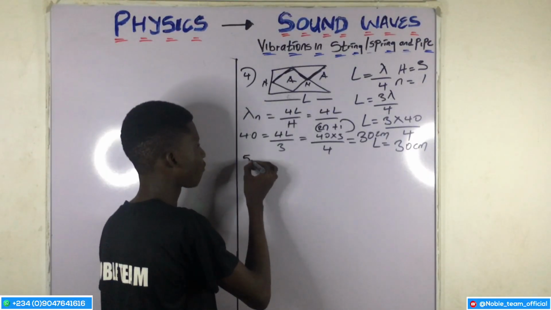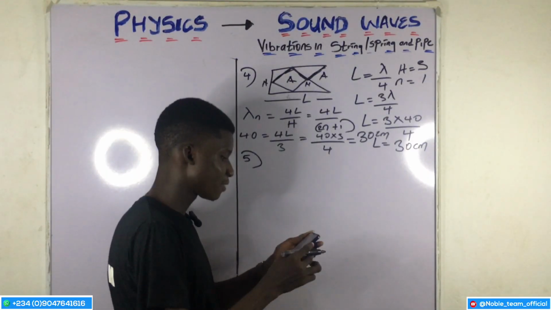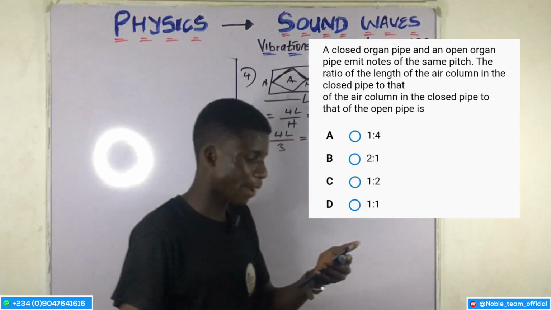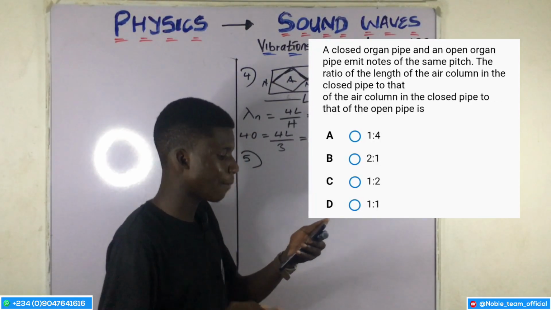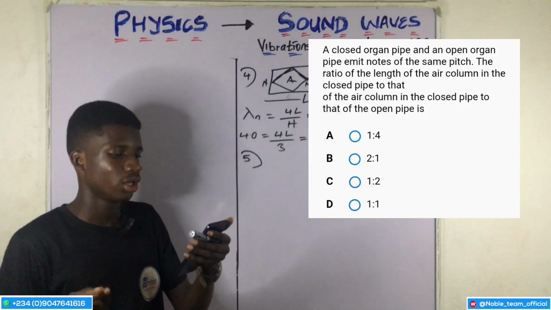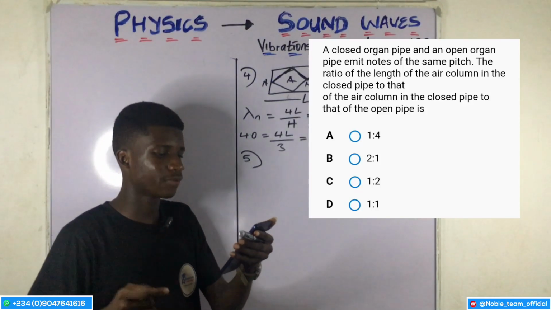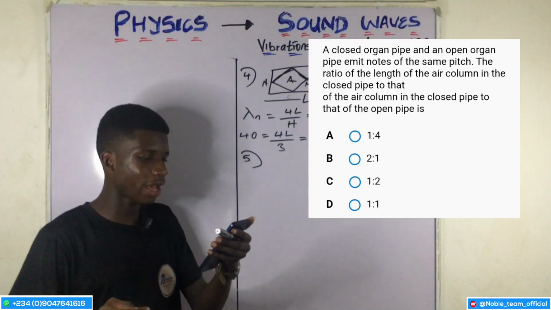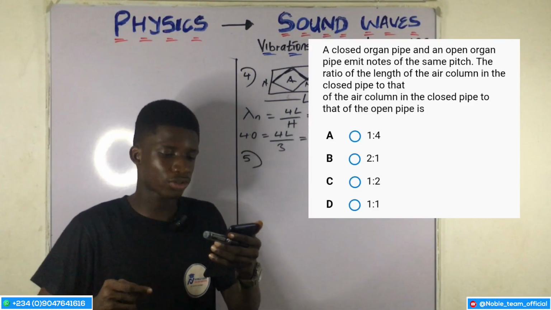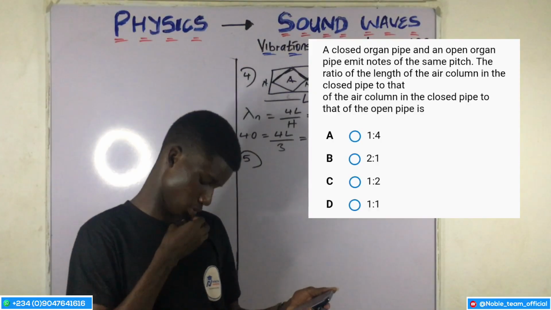So now, question 5. Question 5 says a closed organ pipe and open organ pipe emit notes of the same pitch. The ratio of the length of the air column in the closed pipe to that of the air column in the open pipe is what?